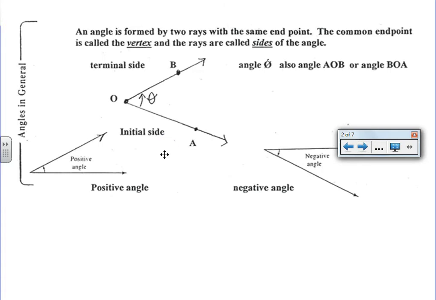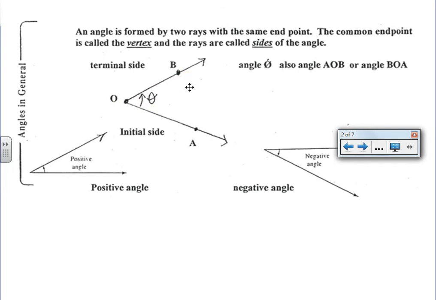So an angle is formed by two rays with the same endpoint. The common endpoint is called the vertex. And the angle that we generally measure is between the two rays. The terminal side would be the landing position of the direction of which you're measuring. So right here from O to A, that's ray OA, that's our initial side, and since we're reading this particular angle upwards, ray OB is our terminal side.